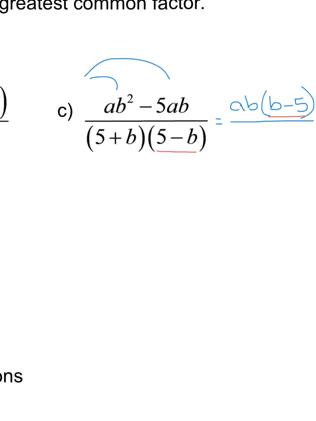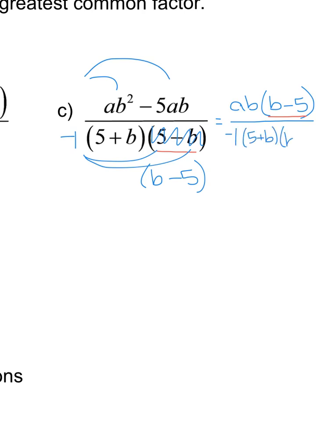So what I'm actually going to do on the bottom, since those are really close, is factor out a -1 from this expression, because then I'm going to get b minus 5. And this goes away. So then we have negative 1, 5 plus b and b minus 5.